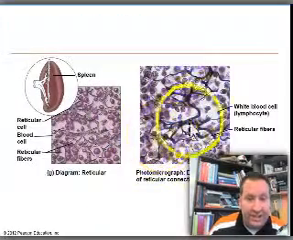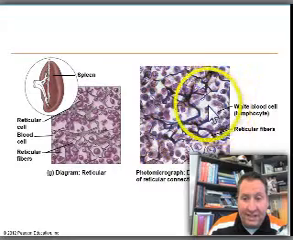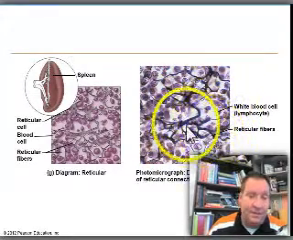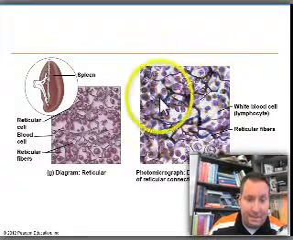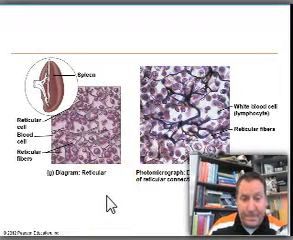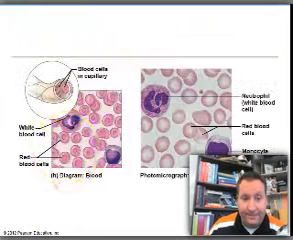You can see this would be in your spleen. You have the white blood cells that are here, and then you have these reticular fibers. These reticular fibers often, to me, look like roots of a tree. But that is another type of loose connective tissue that we have, the reticular connective tissue.